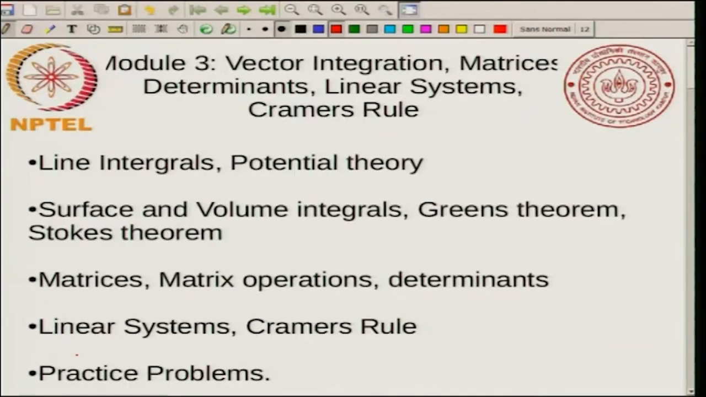Today we'll be finishing module 3, and as is typically done, I'll be doing some practice problems. In module 3, we talked about vector integration, and then we talked about some basic operations involving matrices and determinants. In these practice problems, I'll be focusing on vector integration. Matrix operations and determinants will be part of module 4 also, so there we'll take up practice problems on the matrix operations and determinants.